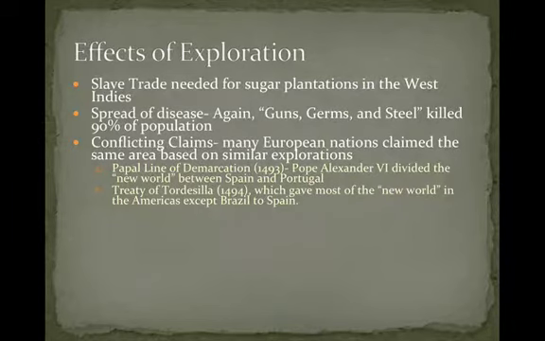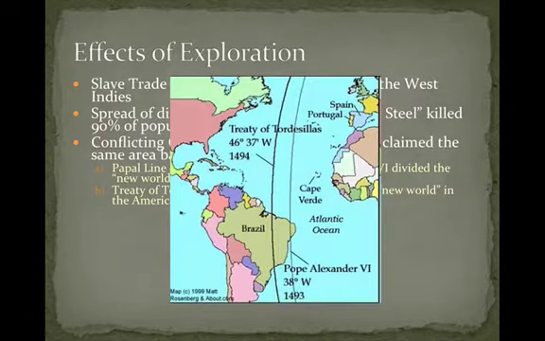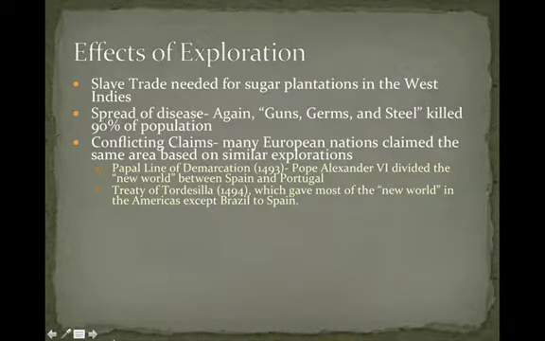The Treaty of Tordesillas in 1494 is going to give most of this New World in the Americas, except Brazil, over to Spain. So here we have Pope Alexander VI line in 1493. It's going to divide between Portugal on the right and Spain on the left. One year later, the Treaty of Tordesillas is going to give a little bit more Brazil over to Portugal, but most of the New World claims are going to go to Spain.